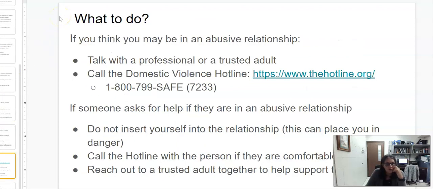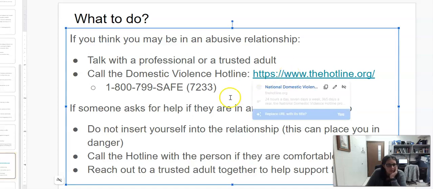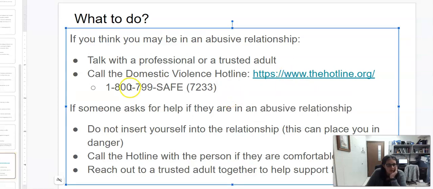And then, what to do. The biggest tip is if you think you may be in an abusive relationship, talk to a professional or trusted adult. And there's also a domestic violence hotline. There's a website link for you here, and there's also a phone number to call.